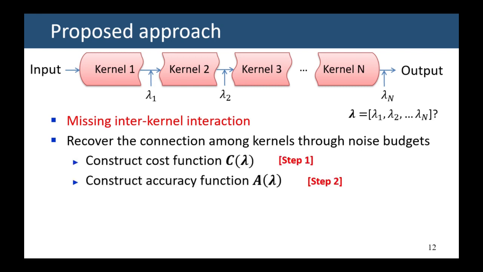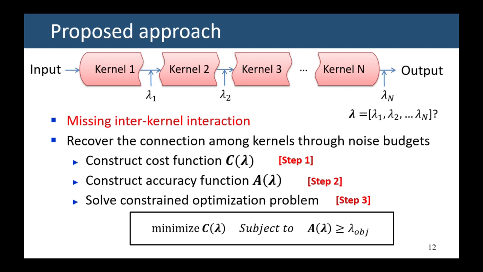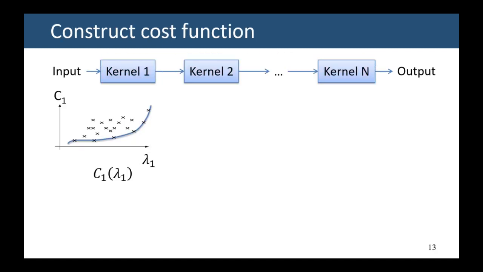To do that, we construct the cost function and accuracy function in association with the noise budget in step 1 and step 2. Then we obtain the noise budget by solving a constrained optimization problem in step 3. In this slide, I give you the way we construct the cost function. The first step is to construct the cost functions to find the relation between the noise budget and cost.